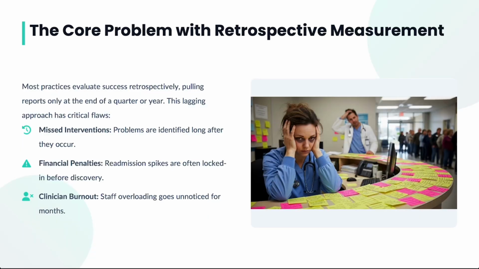The core problem with retrospective measurement. Most care-based practices evaluate their success retrospectively. They wait until the end of the quarter or the end of the year to pull claims data or hospital readmission reports. This is a lagging approach. When you rely solely on retrospective reporting, you cannot intervene when the program is failing, when a clinician is burning out, or when a patient's health is actively declining.